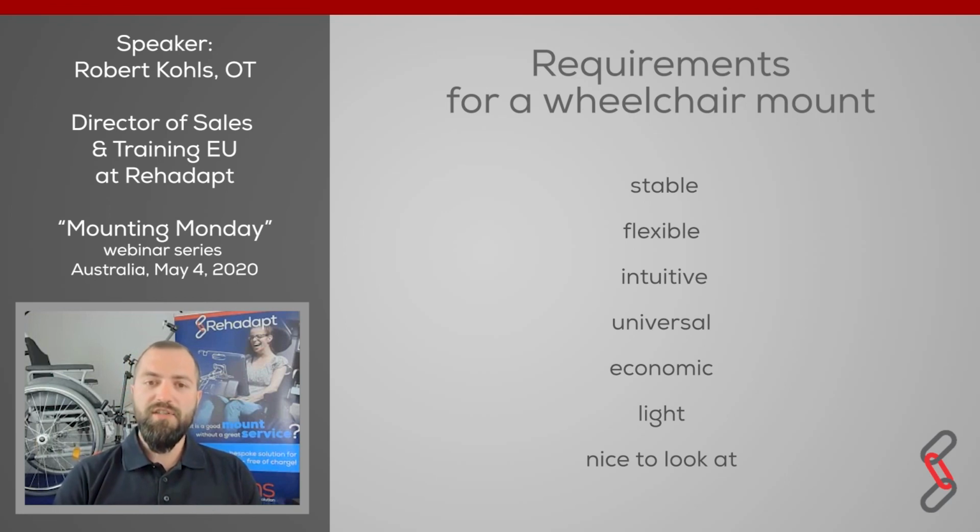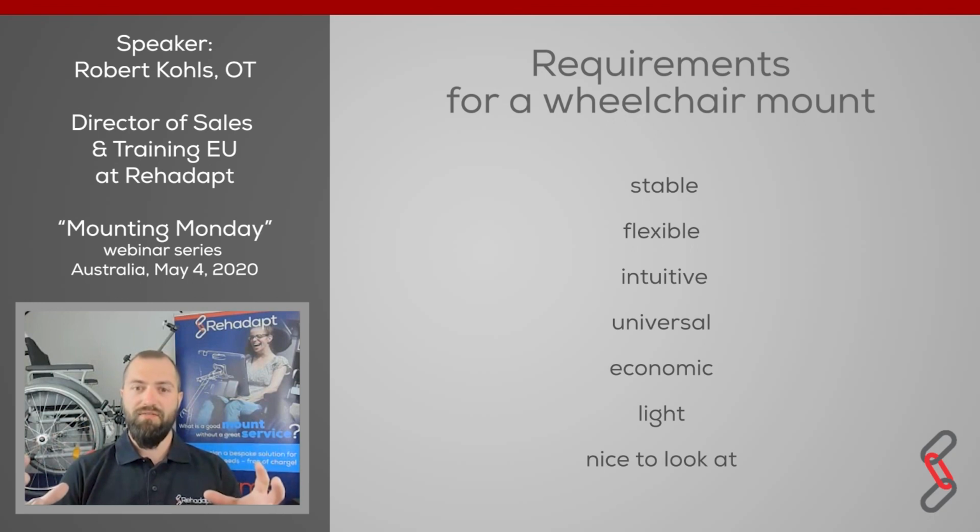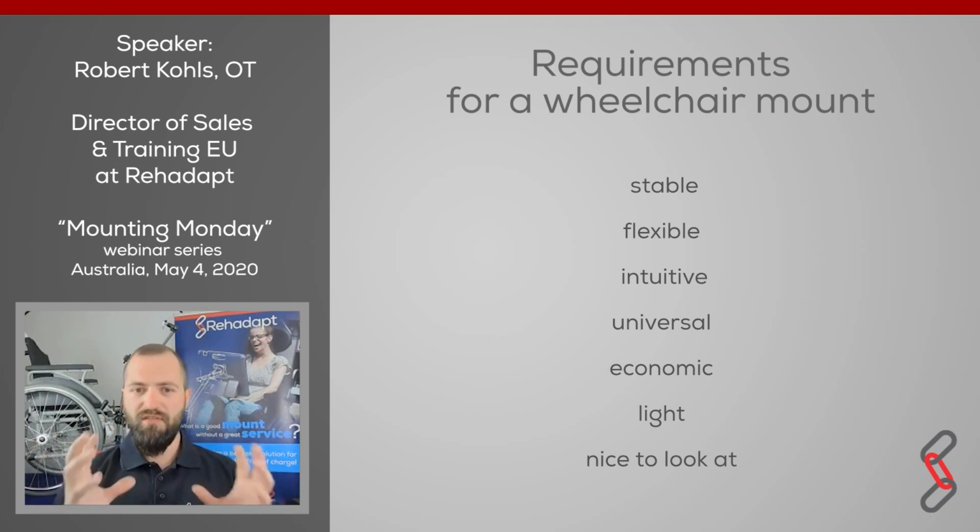So what are the conditions for a wheelchair mount that we need to think about, or that we need to guarantee? A wheelchair mount must always be extremely stable, because it doesn't matter if it is only a light device or a heavy assistive technology device. It must be positioned very stable, because most of the time our customers cannot hold the communication device in the right spot. It must be extremely flexible, because the situation can change.